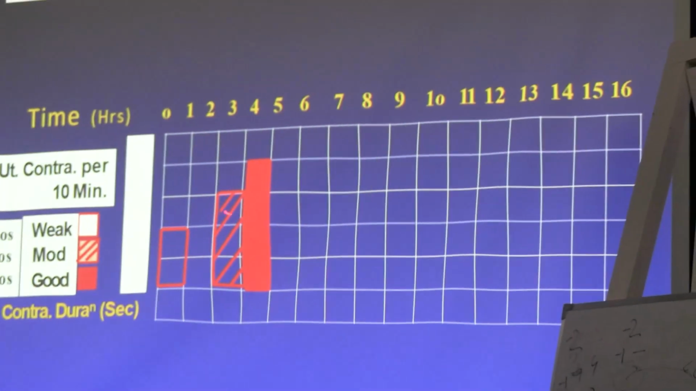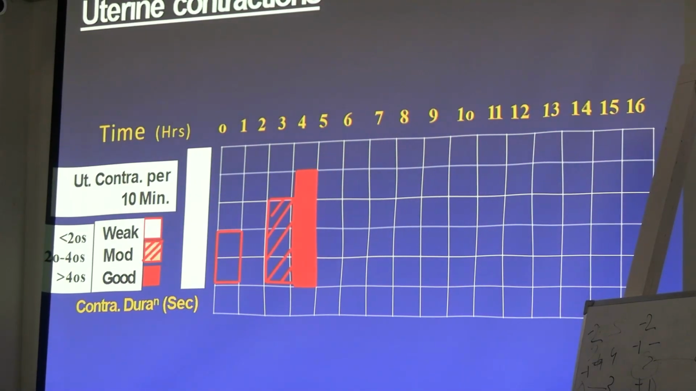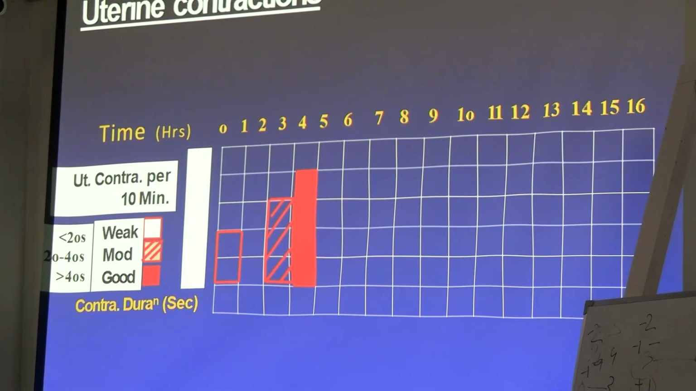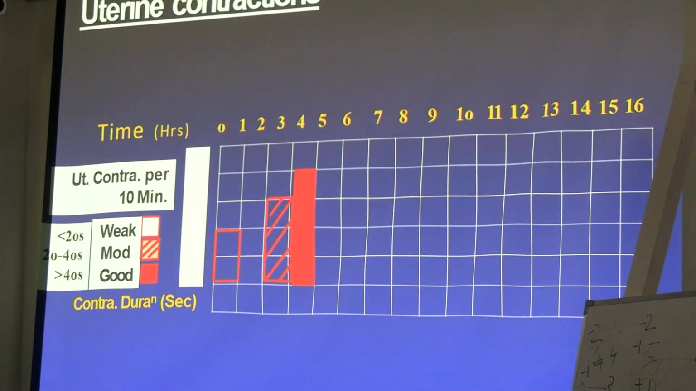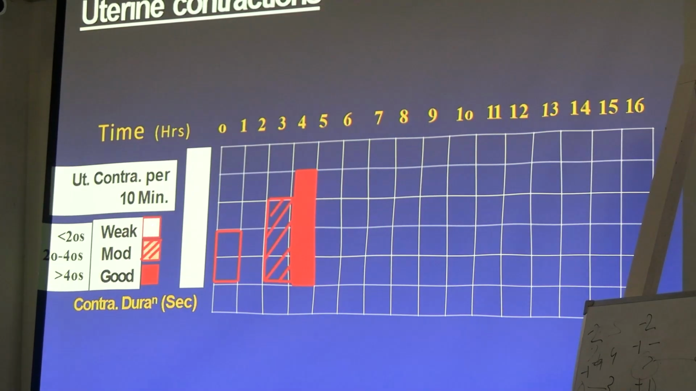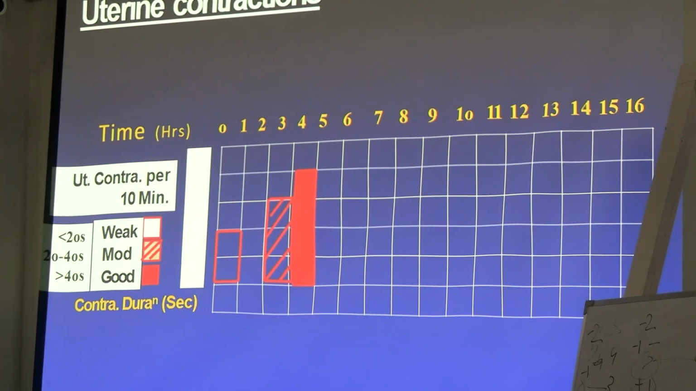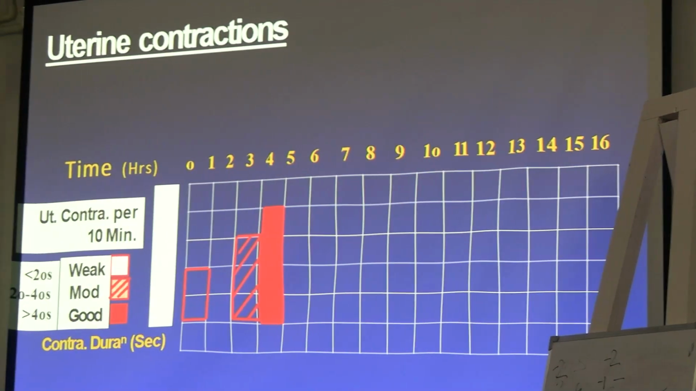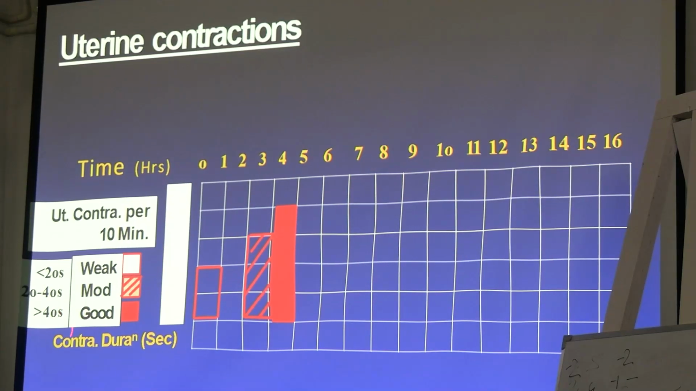And now coming on to the uterine contraction. In uterine contraction, mainly we see the frequency of the contraction and the intensity, how intense the contraction is, whether it is a good contraction or a bad contraction. First is weak: we plot dots, that is weak, lasting less than 20 seconds. Moderate means it is lasting 20 to 40 seconds. Good means it is lasting more than 40 seconds.